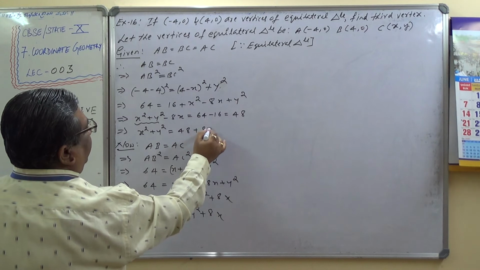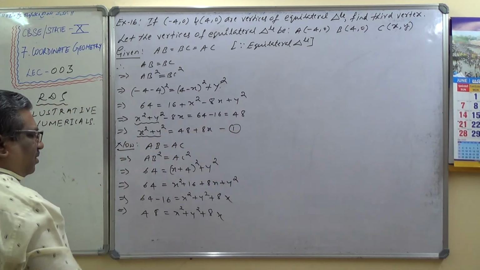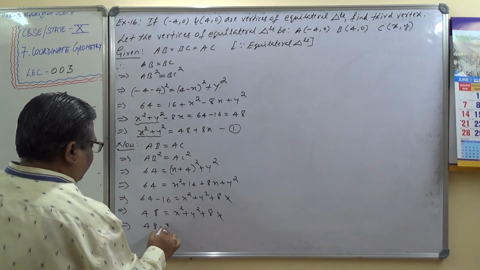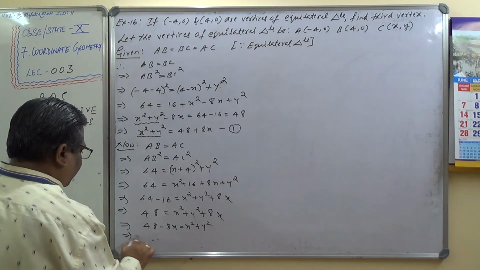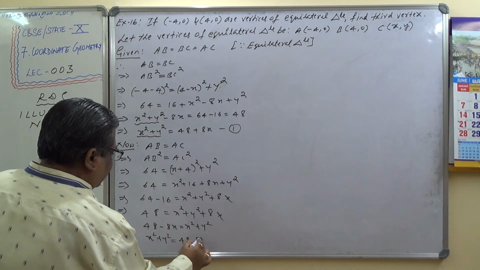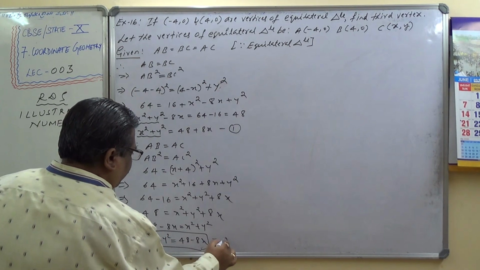48 plus 8x. Mark it 1. I hope you are understanding. I am taking only these two, so that I will be able to equate. This is equal to, once again, 48 minus 8x is equal to x square plus y square, implies x square plus y square is equal to 48 minus 8x. So this is 2 here.